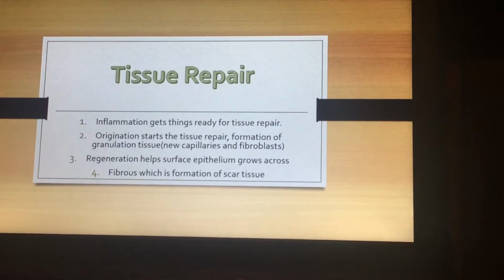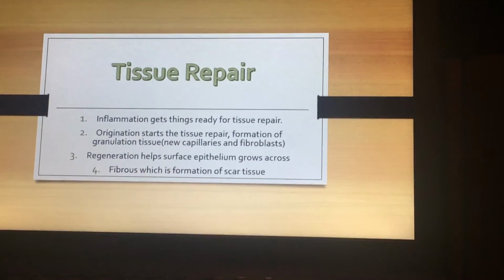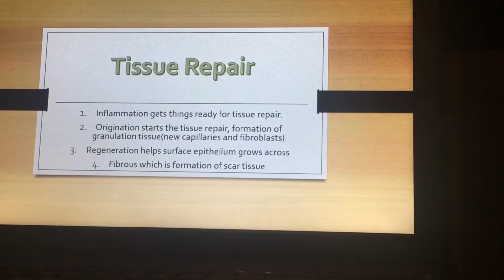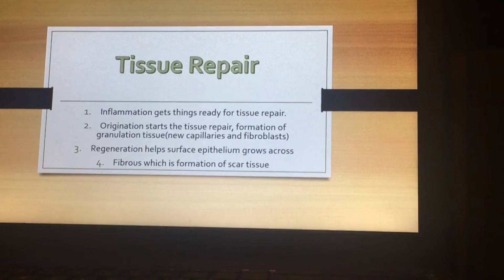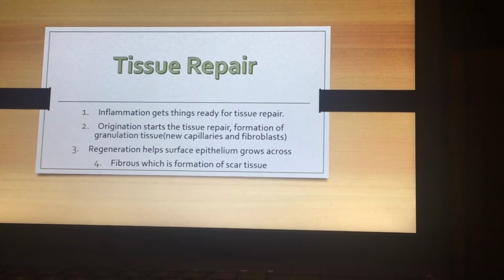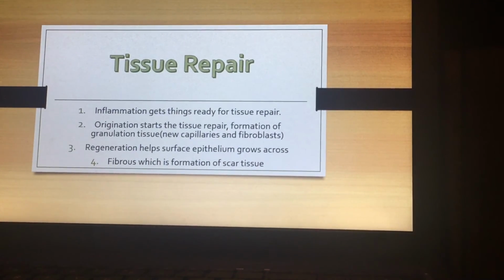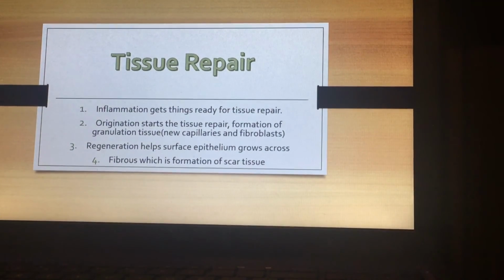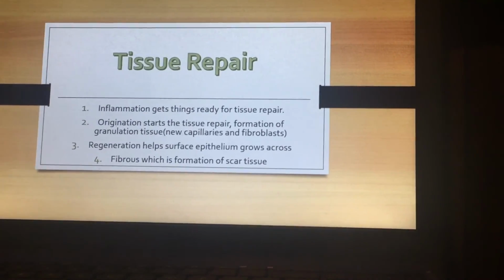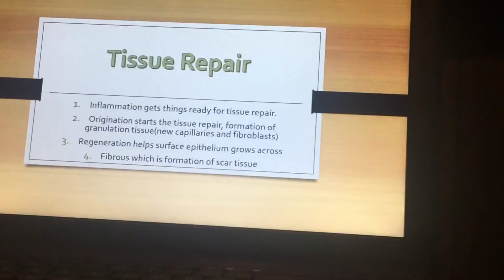Tissue repair. Inflammation is not the first step in tissue repair, however, it does get the tissue ready for repair. Organization starts the tissue repair with the formation of granulation tissue, which helps with new capillaries. Regeneration helps surface epithelium grow across your skin. Fibrosis is the formation of scar tissue. And that is your tissue repair.